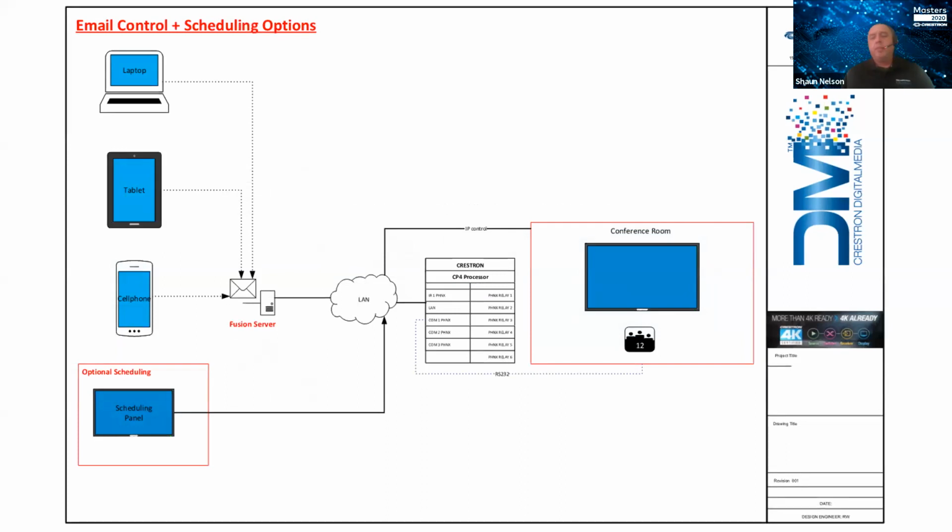Email and scheduling. This was a very interesting conversation. We've done Fusion for many, many years. We've been able to email and book a room and schedule a room and have certain things start based on that room capability. Fusion's done this for a very long time. Just kind of reminding you guys that you can still do that. You can still book rooms and start rooms.